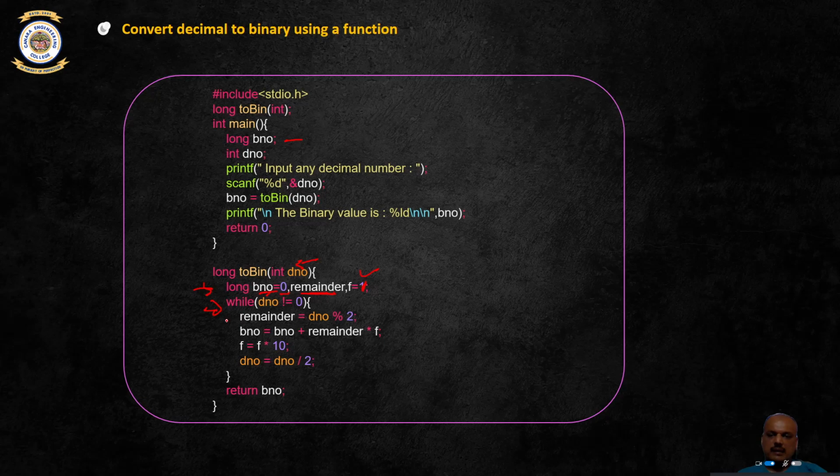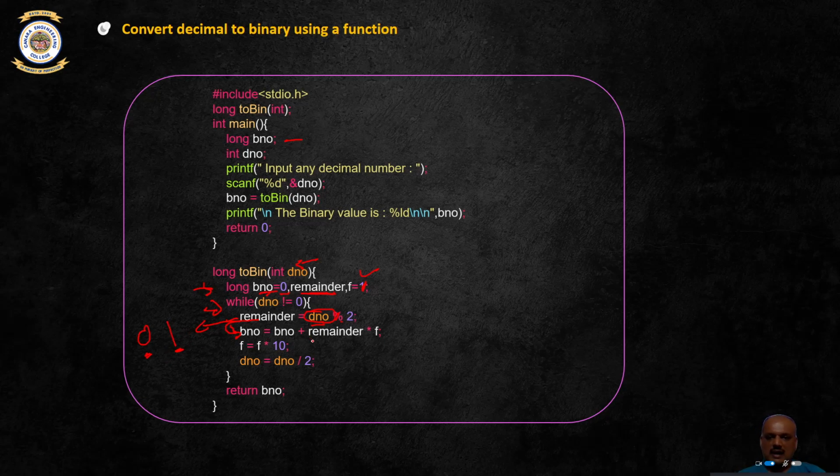In the remainder, I take dnum mod 2. When you take mod 2, what is the remainder? It is either 0 or 1, depending on the value of dnum. If dnum is odd, it will give me a 1. If dnum is even, it will give me a 0. So that is how decimal to binary conversion is done.